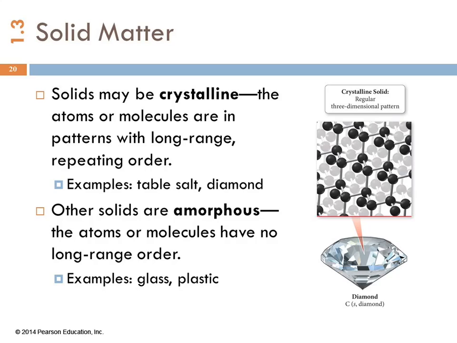Now, would you guys be crystalline or amorphous right now? You're not super crystalline, but I'd say you're mostly crystalline because we do have some order here. We're mostly in rows, right? If we all got up and just kind of stood here in the corner, then we'd just be sort of random and we would be amorphous. So glass is an amorphous solid and plastic is also amorphous. So is rubber.